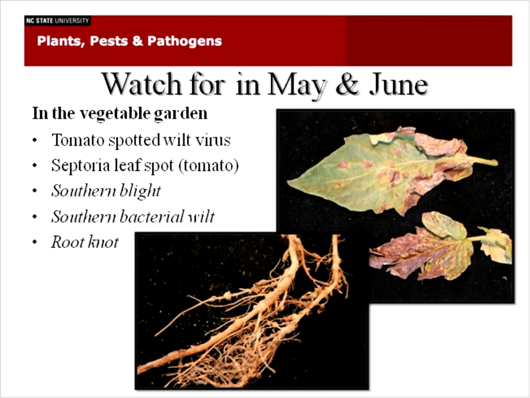All right, other things that we want to be watching for between now and our next program. In the vegetable garden, haven't talked about vegetables today, but maybe we'll correct that by next time. Keep an eye out for tomato spotted wilt virus. We've been seeing that already. Got a sample in today that looks like tomato spotted wilt that came from a tunnel type situation. Septoria leaf spot on tomato, which could be confused with tomato spotted wilt, will be coming in as well. And three diseases whose main symptom is wilting, southern blight, southern bacterial wilt, and root knot nematode, will also be things to watch for in the coming months. We had featured these on Plants, Pests, and Pathogens at different times during the last couple of years.